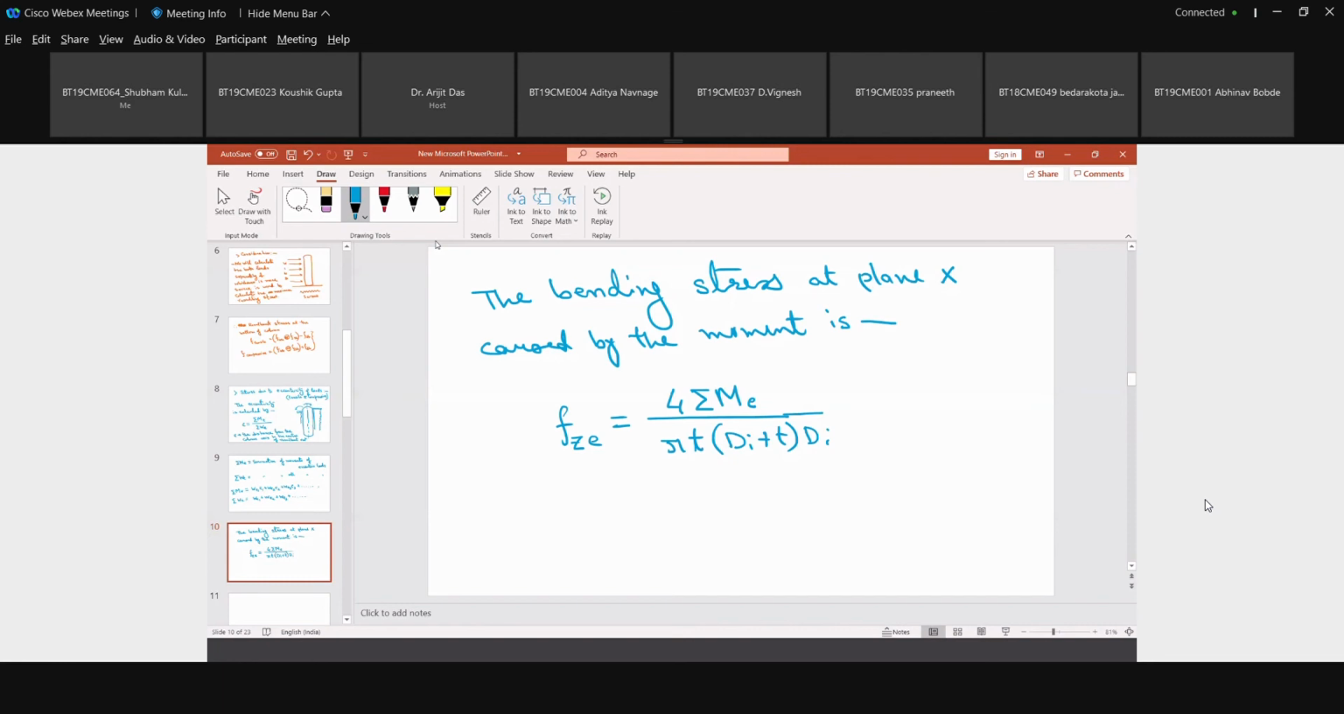Or sometimes we can also write it like 4 summation of ME divided by pi t d square also, because the ratio of di and the thickness is very small, so the effect is negligible. So if the t value is not given, we can also estimate by simply using the mean diameter.